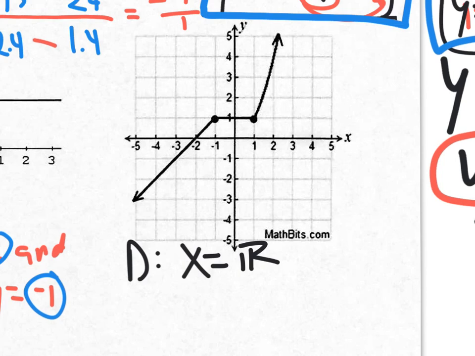How about the range? Y is also all real numbers. Because this thing does go down forever and it does go up forever. So both domain and range are all real numbers. I hope this helps.